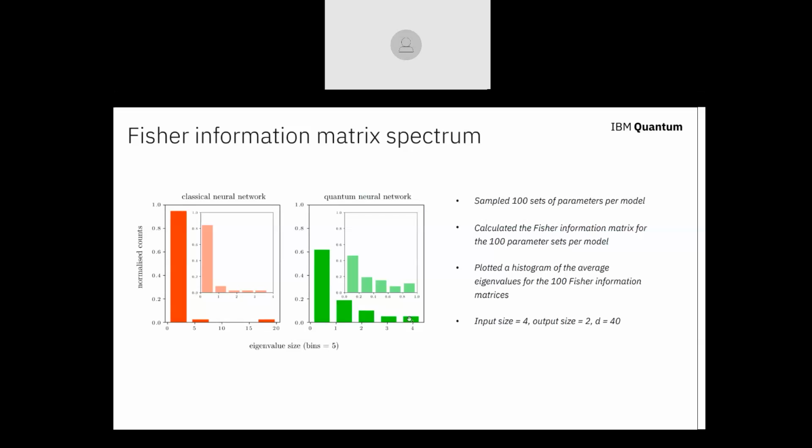So the distribution of the eigenvalues here is more evenly spread out, as opposed to on the classical side, where most of the eigenvalues are really, really small, if not equal to zero. So this is a highly degenerate Fisher information matrix that is produced on the classical neural network side. And these subfigures in the plot are just the first bin taken out and plotted again. So this is just to illustrate that with the quantum model, not all or most of the eigenvalues are zero. Whereas on the classical side of things, this is not the case, right? The Fisher is highly degenerate.